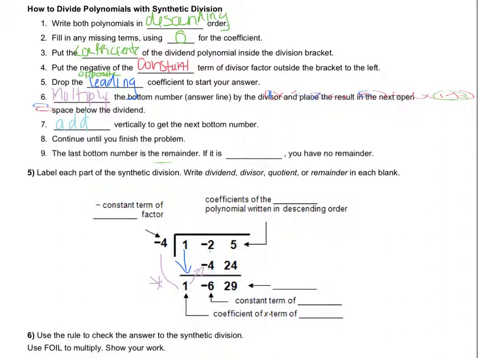And then I start the process over. I'm going to do negative 4 times negative 6, which gives me positive 24. And then 5 plus 24 is going to give me 29. The last bottom number is the remainder, and if it's 0, you have no remainder.